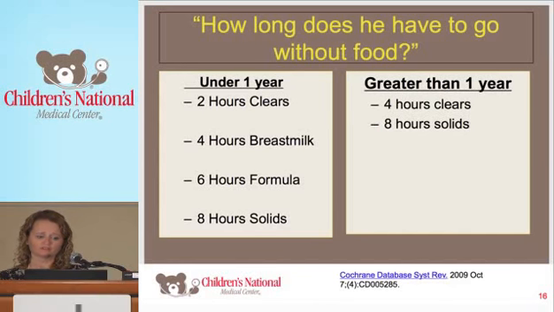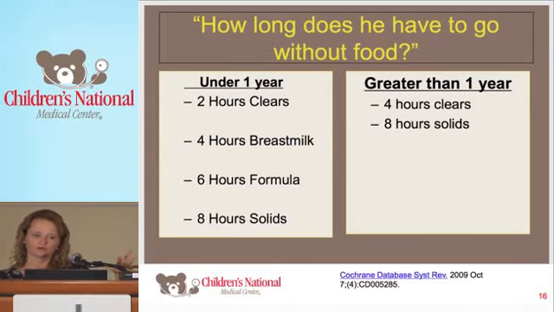And what we've discovered, just like in your practice, is that breast milk has a pretty rapid transit time. And so infants who are breastfeeding can have breast milk up to 4 hours prior to surgery. So that means if they're scheduled for 7 a.m., they can have breast milk till 3 a.m. If they're scheduled at 10 a.m., they can have breast milk till 6 a.m. And we allow clears up until 2 a.m.